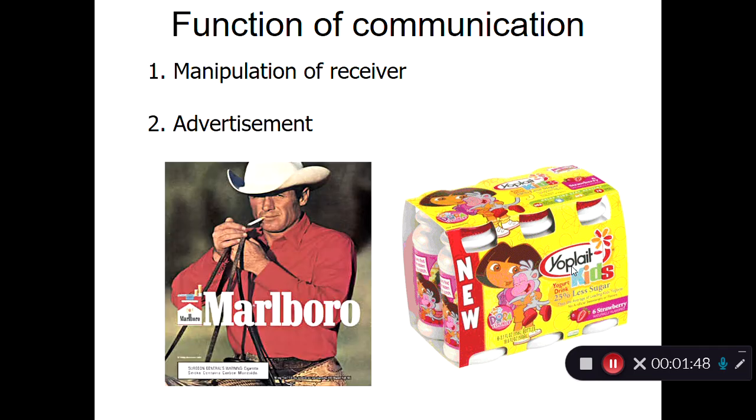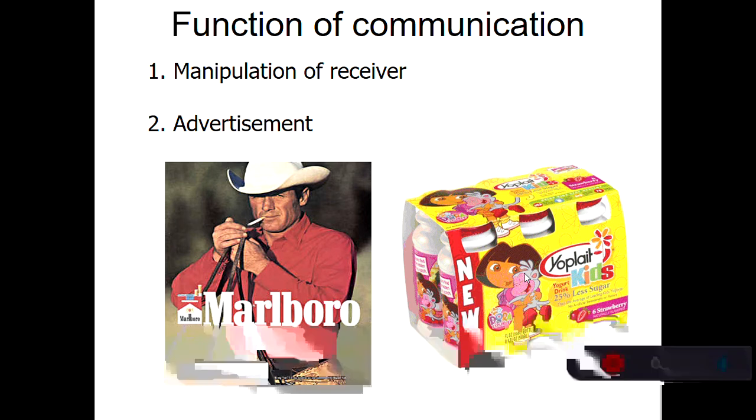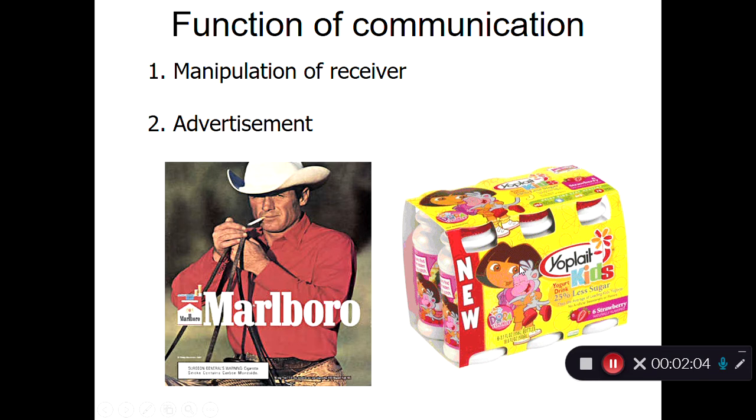The first function is manipulation of the receiver. In this case, the advertiser is hoping to manipulate someone, being the consumer or the child, to whine to their parents to get them to have the behavior of buying this product. Same thing with this. They're hoping to manipulate the receiver into buying the cigarettes. And also, another form of important communication in animals is advertisement. Just like these products are advertised, animals need to advertise certain things about themselves as well.